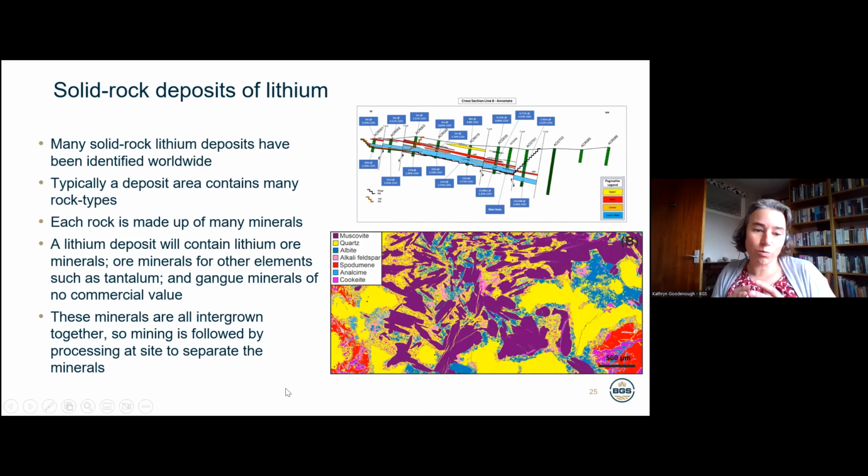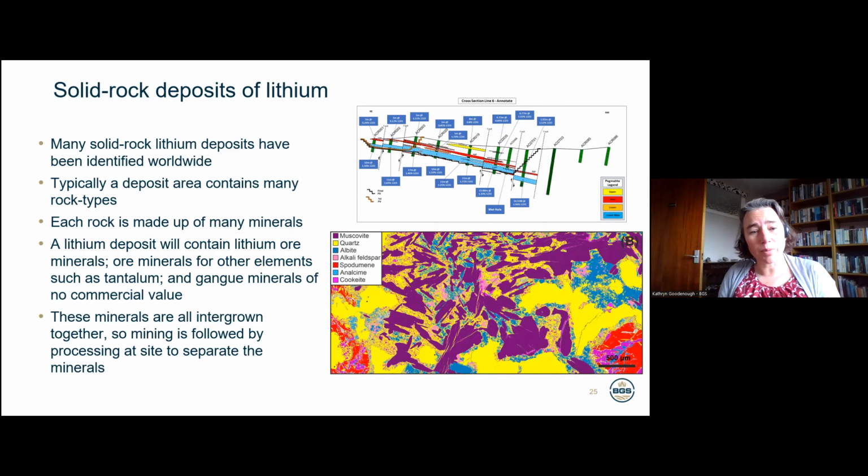So you always have to have processing at site just to separate out those minerals. And at any mine, what they'll be doing is selling a spodumene concentrate. So they've done enough processing to separate the spodumene from the muscovite, quartz, etc. That spodumene concentrate normally has about 6% lithium oxide in it. So then it has to be sent off for processing. And that processing is a very involved job, usually using high temperatures and quite aggressive acids. It's a really serious industrial process.